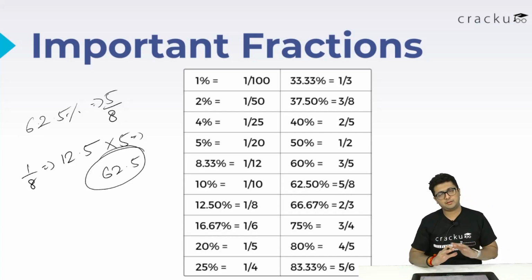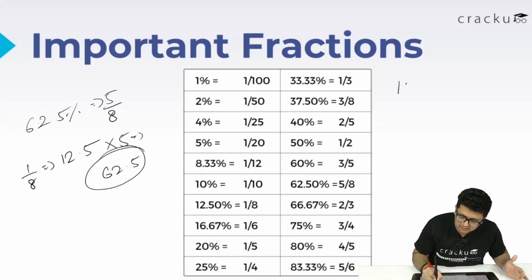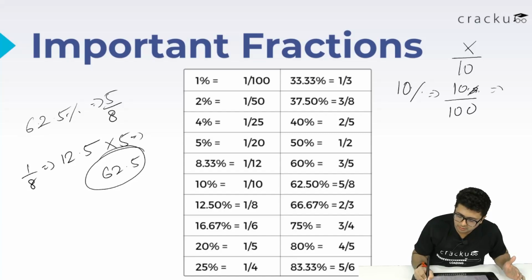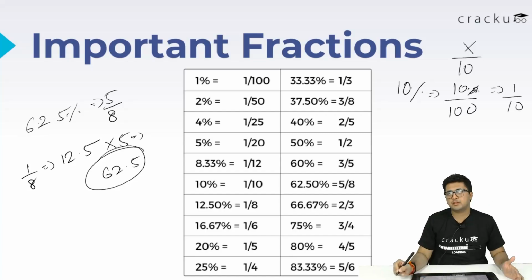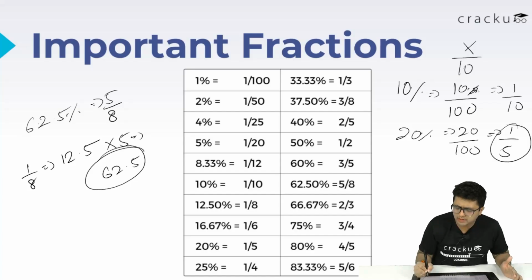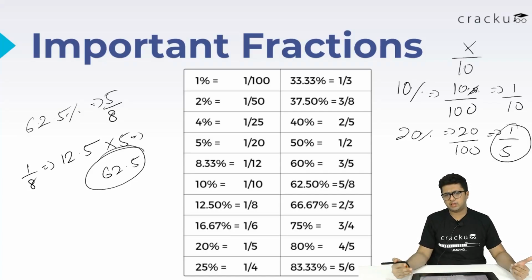So this table is extremely important because 10% is the easiest thing to calculate, right? If x is given to you, 10% is nothing but x by 10, because 10% will be 10 by 100, which is equal to 1 by 10. So 10% is easy to calculate. Similarly, 20% will be 20 by 100, right? This is nothing but 1 by 5. All you have to do is divide the number by 5.